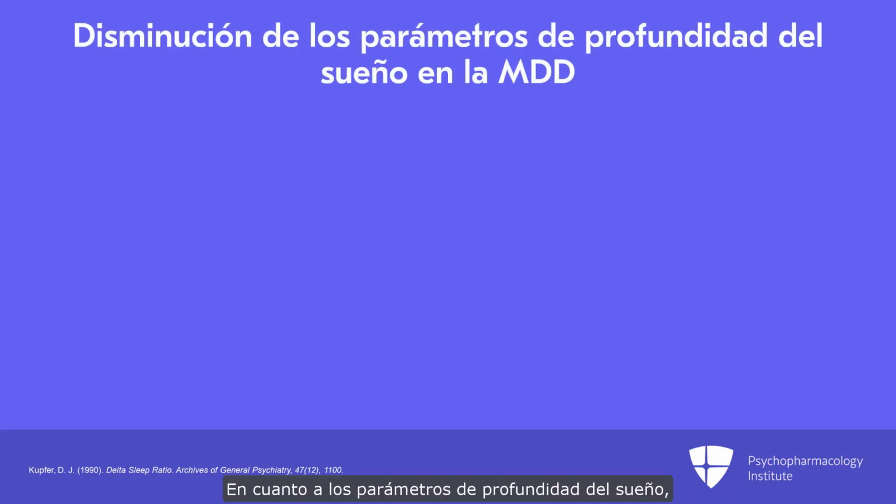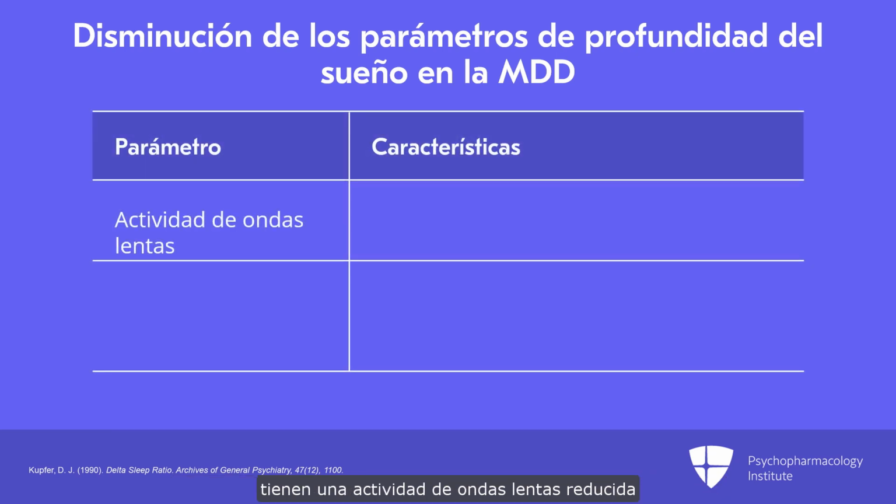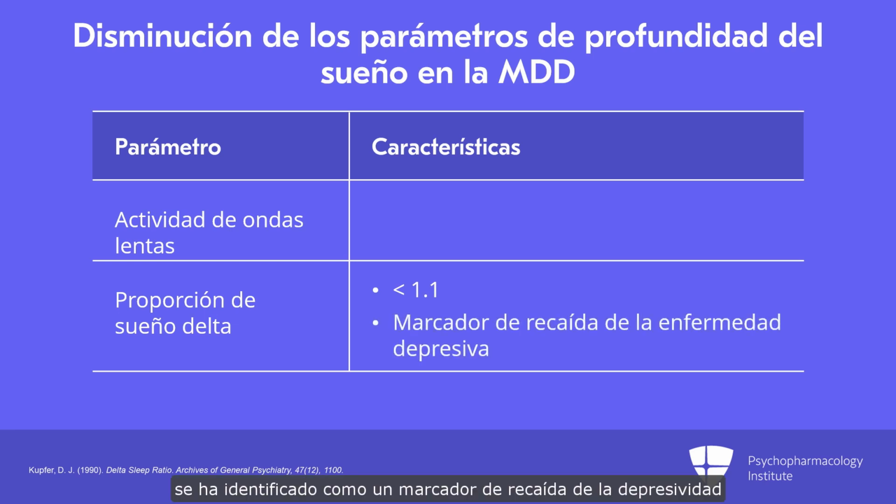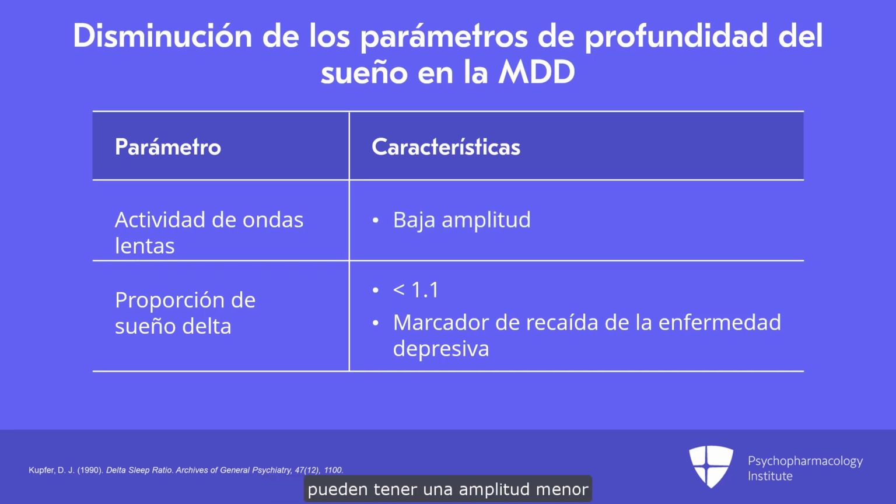In terms of parameters of sleep depth, patients with major depressive disorder have been shown to have reduced slow wave activity and reduced delta sleep ratio with a value less than 1.1. Low delta sleep ratio has been identified as a marker of relapse of depressive illness in patients with major depressive disorder. Additionally, slow waves during sleep may have a lower amplitude in patients with major depressive disorder as compared to healthy controls.